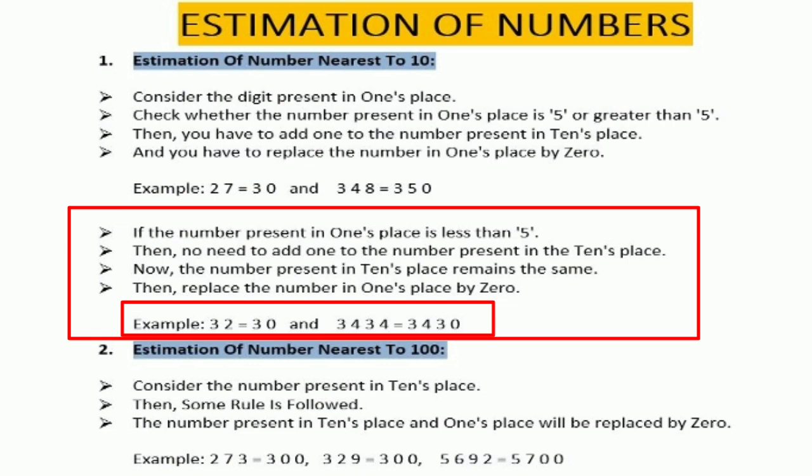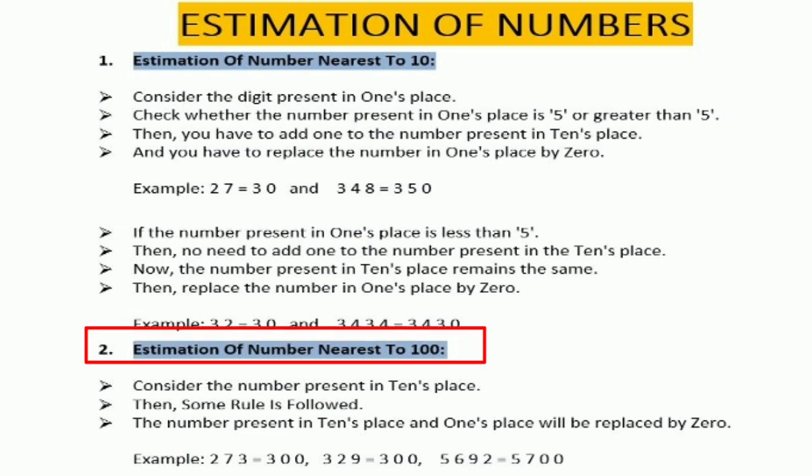3434. In this number, the digit 4 is present in the ones place, which is less than 5. So there is no need to add 1 to the digit present in the tens place, that is 3. So this number is estimated as 3430.